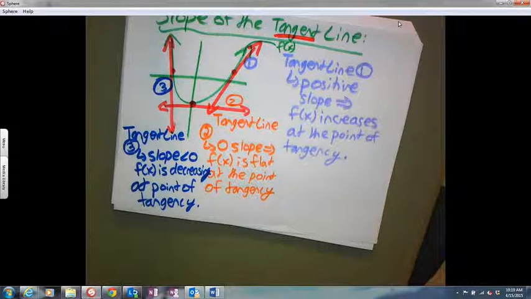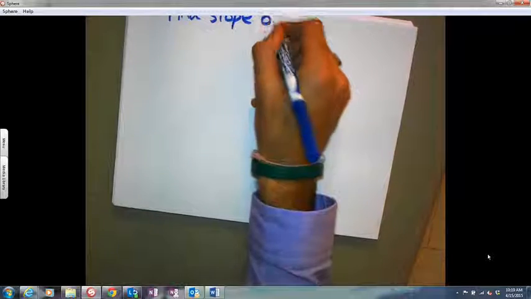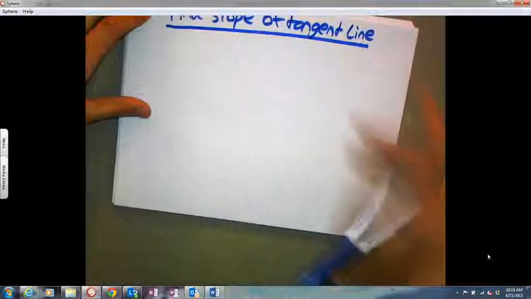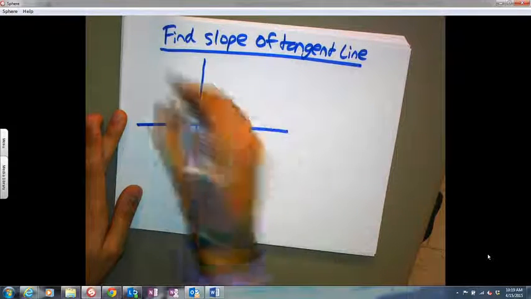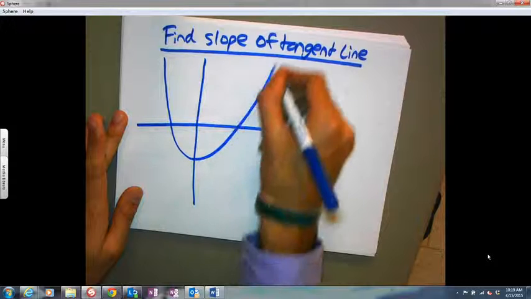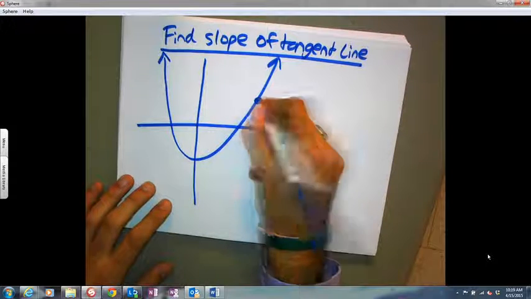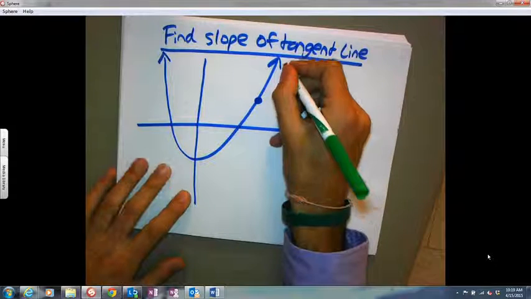Now the question becomes, yes, it's important, but how do you actually find it? So, how do you find the slope of the tangent line? How do you actually find it? Well, again, imagine a picture. Have this parabola here. And we have a point on this parabola right here. And we want to find the slope of this tangent line.